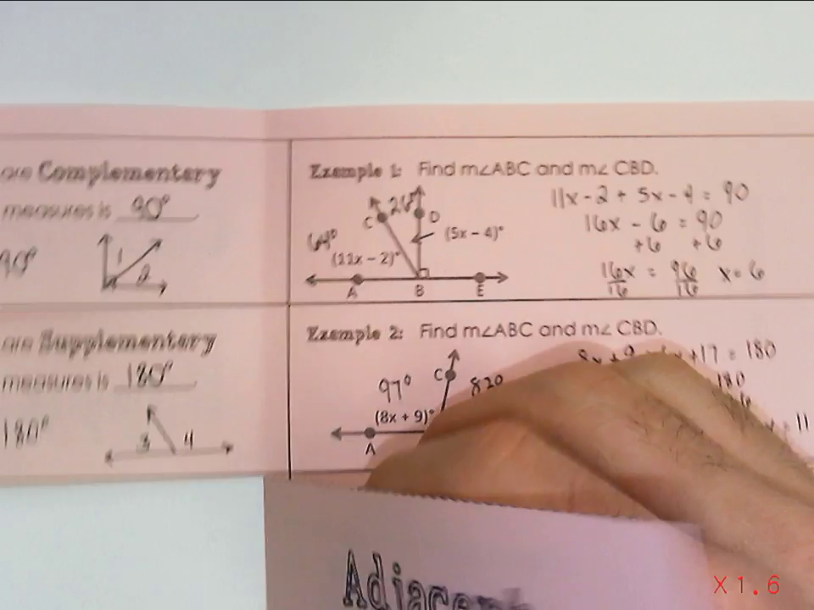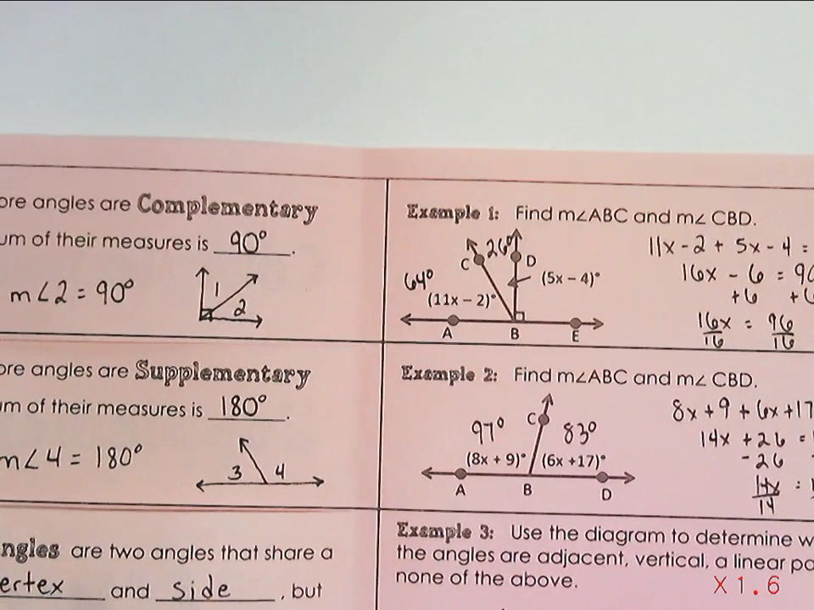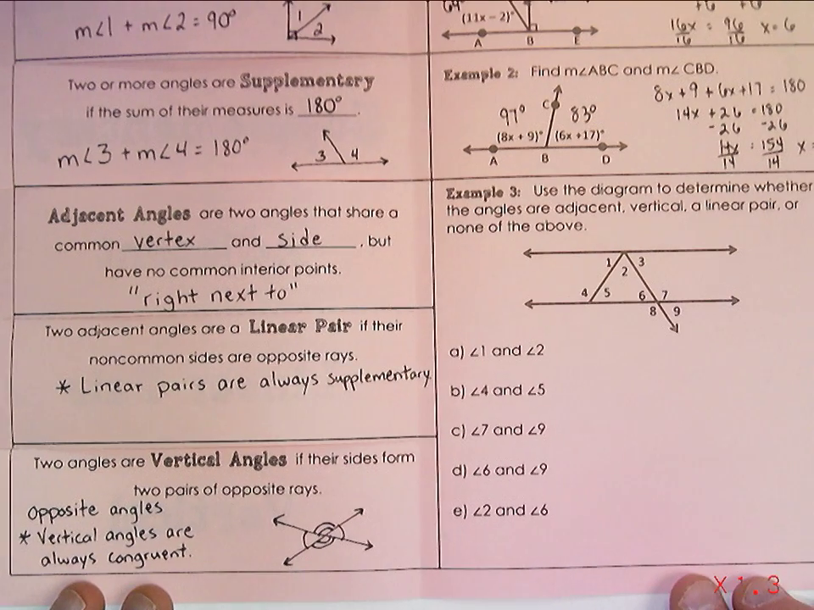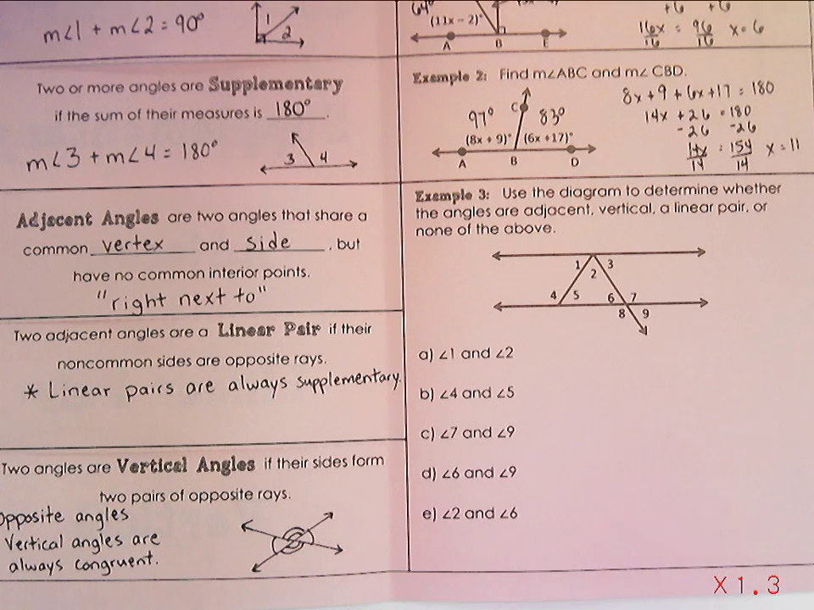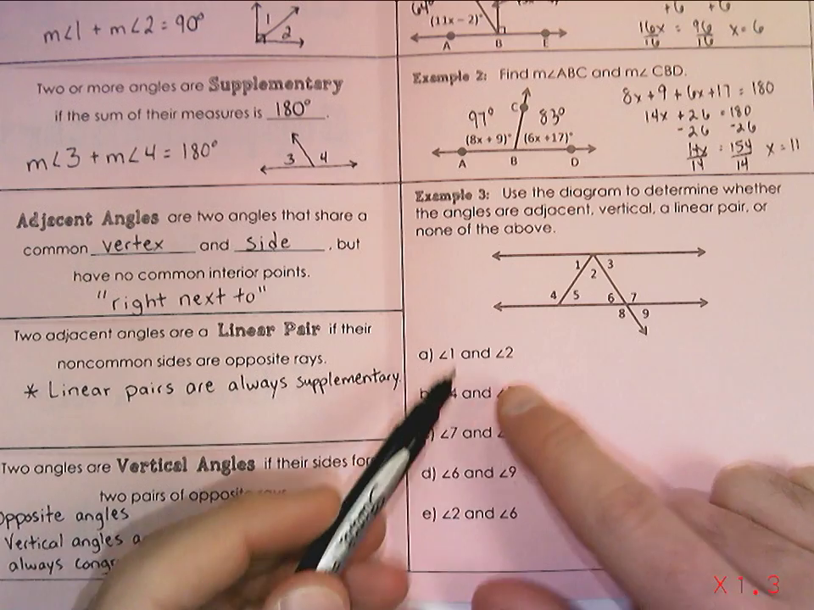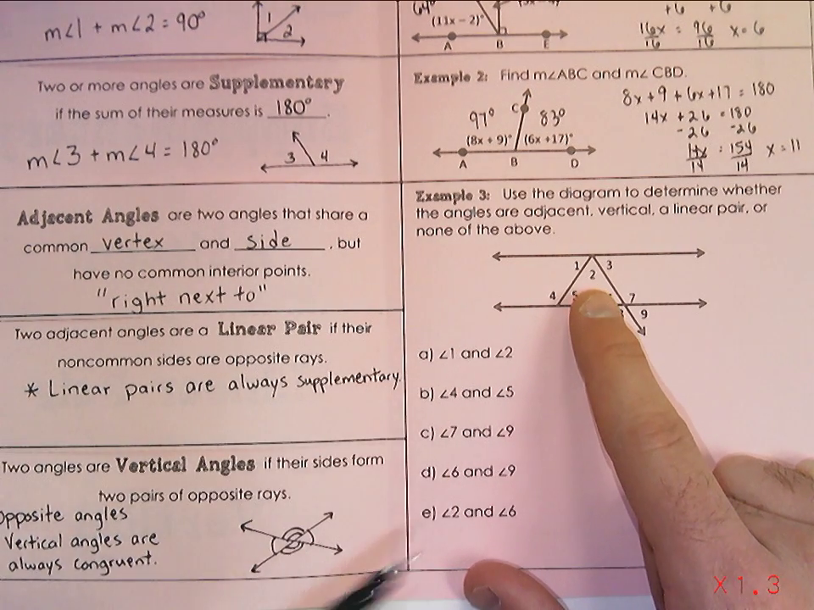Now example 3 is going to involve the rest of our definitions here. So I'm just going to zoom out a bit in order to be able to see all of it. So it says, use the diagram to determine whether the angles are adjacent, vertical, a linear pair, or none of the above. Some of these can be multiple. So it says here, angle 1 and angle 2. We have to look at our definitions here.